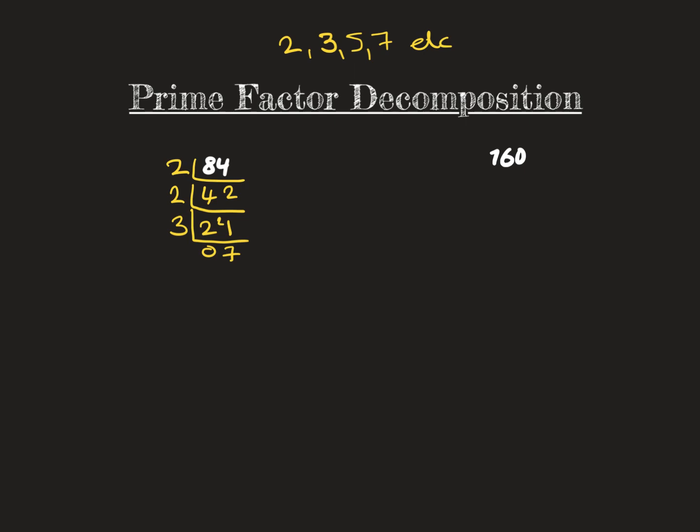So those are our prime numbers. So 84 is equal to 2 times 2 times 3 times 7.